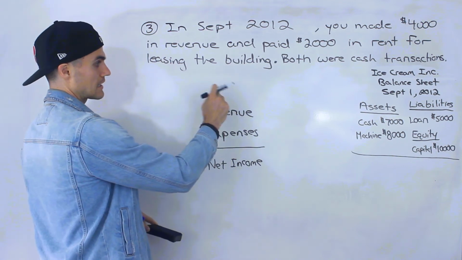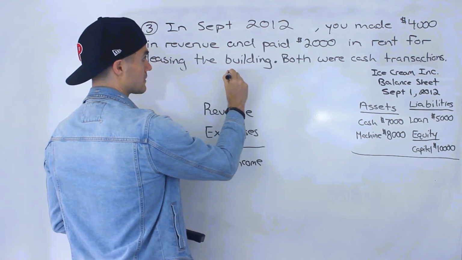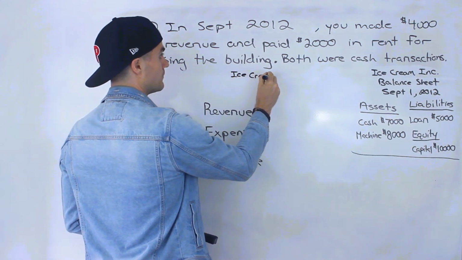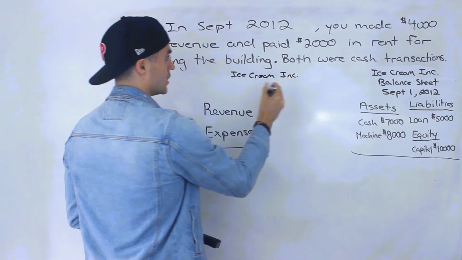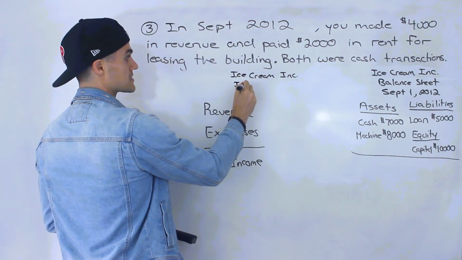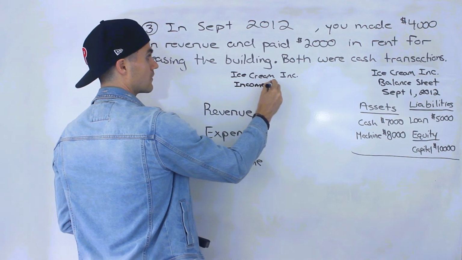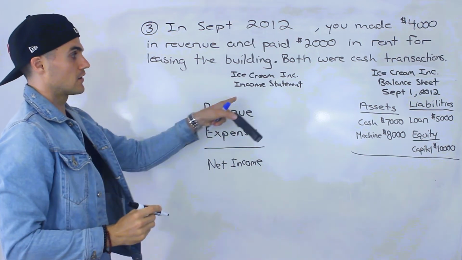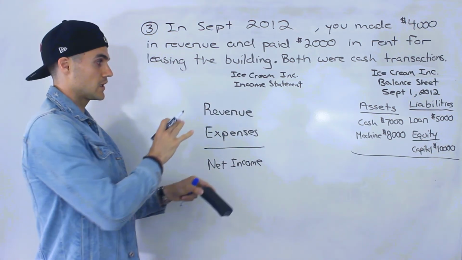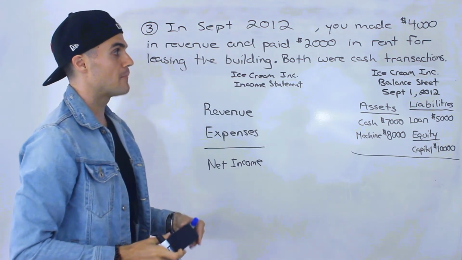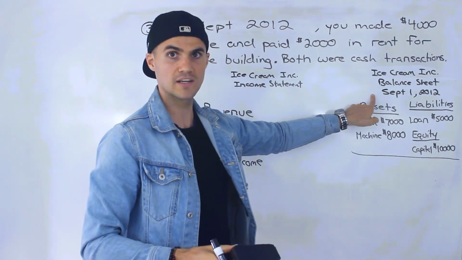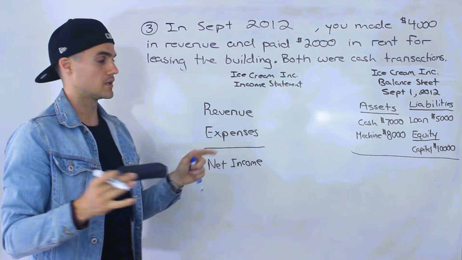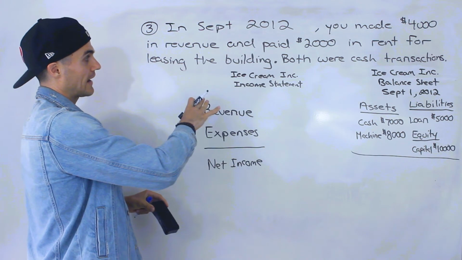First off, let's create a proper title for this, like we did with the balance sheet. So you would put the company name. You would put what statement it is. It's the income statement. And then over here, remember, what's the difference between an income statement and a balance sheet? A balance sheet is at one specific point in time, while an income statement is during a period of time. And the period of time that we're looking at is September.